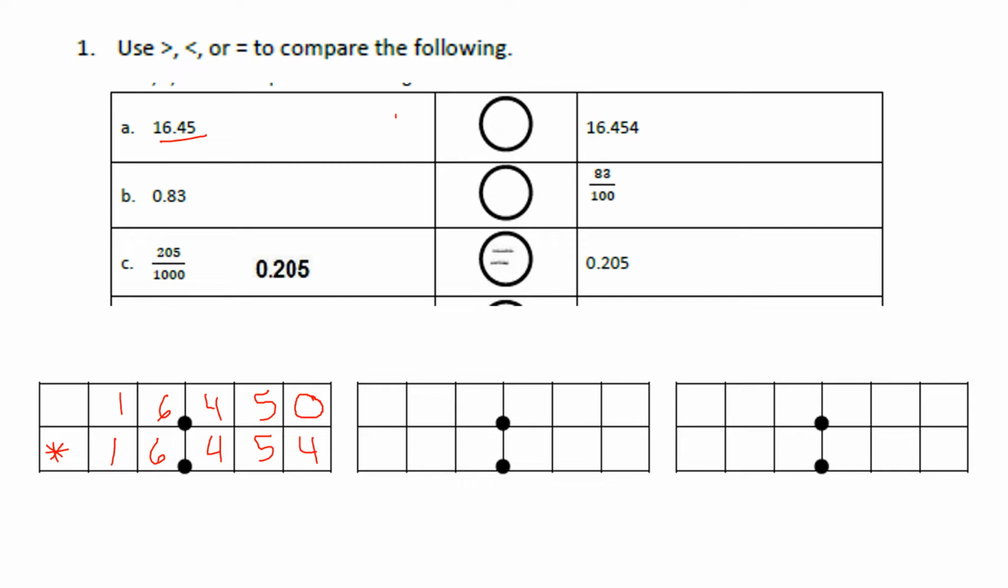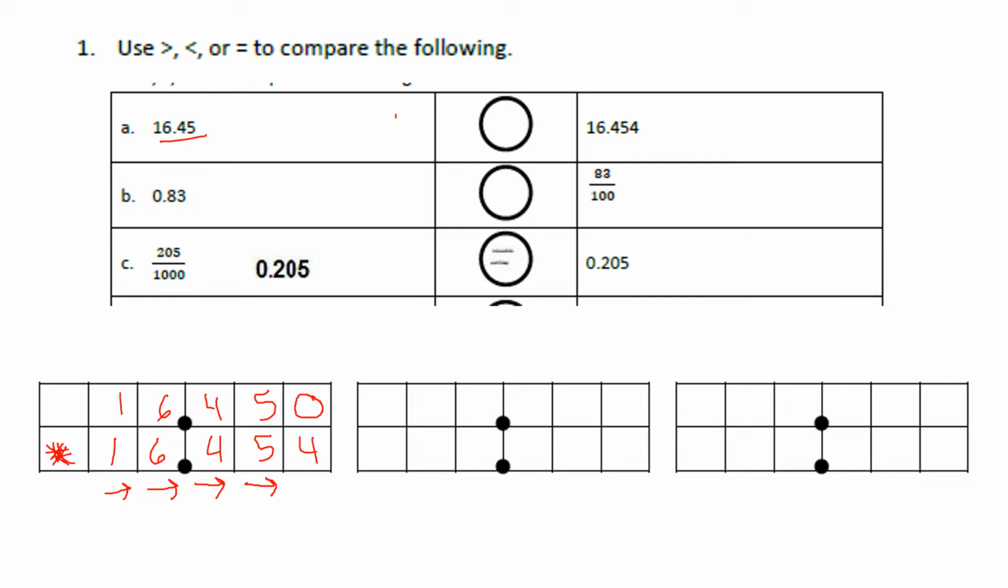Now, what we do is we look starting on the left, all the way on the left, and this is the tens place. They're both the same, so we go to the next place value. 6 and 6 in the ones, we go to the next place value. In the tenths, both fours, go to the next place value. In the hundredths, the fives, next place value. And the last one is 4. So we can see that this one here, the one we marked X, is the larger number.